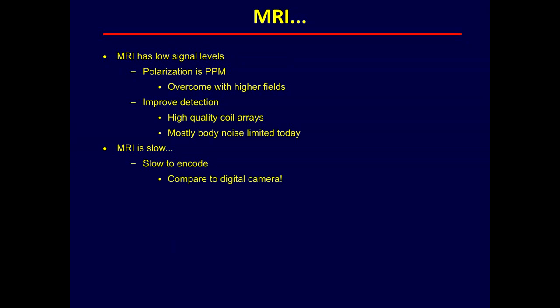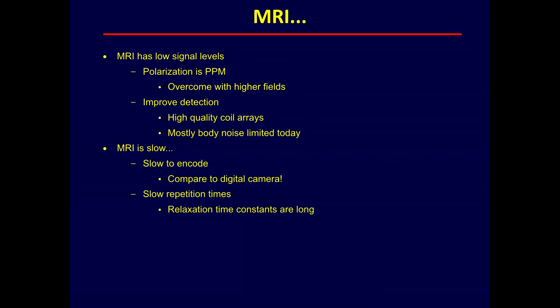Compare that to a digital camera: if you take a picture, snap, you get millions of pixels in just one single shot. MRI doesn't work that way, and then there is the slow repetition time, TR, which is on the order of milliseconds to tens of milliseconds.